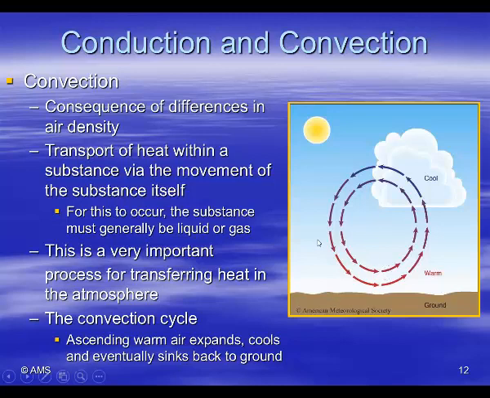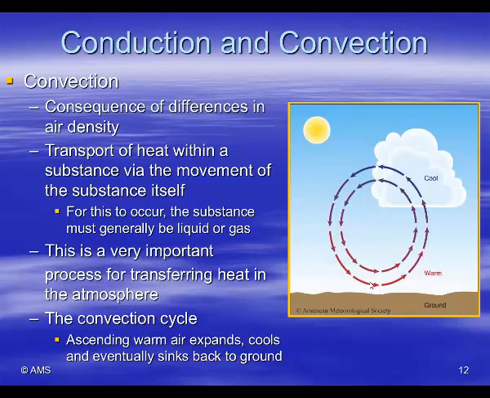So we have the sun coming in through radiation, heating the ground, which heats the air, just like a hot air balloon. The air expands and starts moving up into the atmosphere where it transfers the energy and comes back down. So convection is the consequence of differences in air density. It's the transport of heat within a substance via the movement of the substance itself. So we heat the air and the air moves.